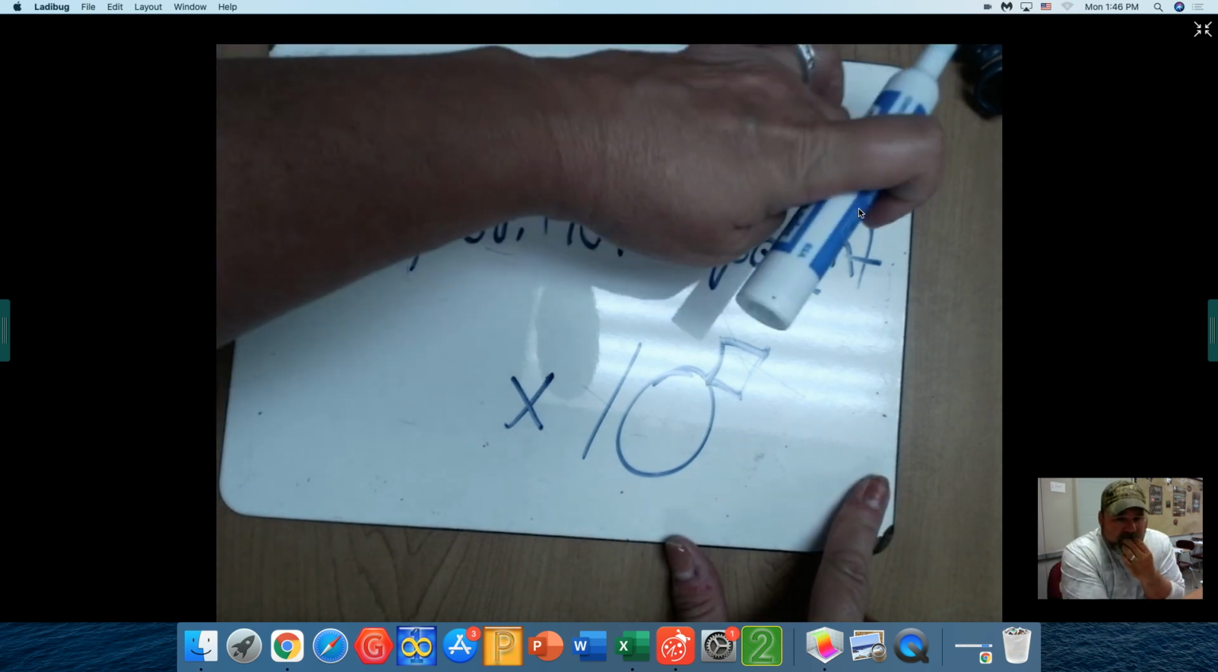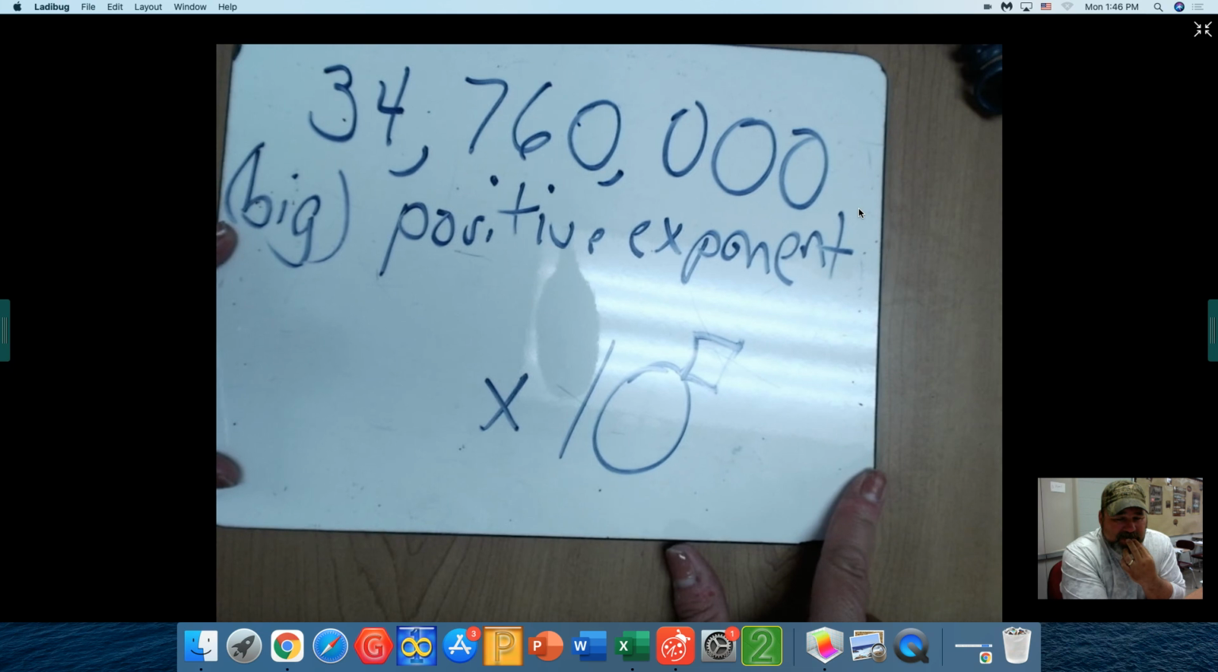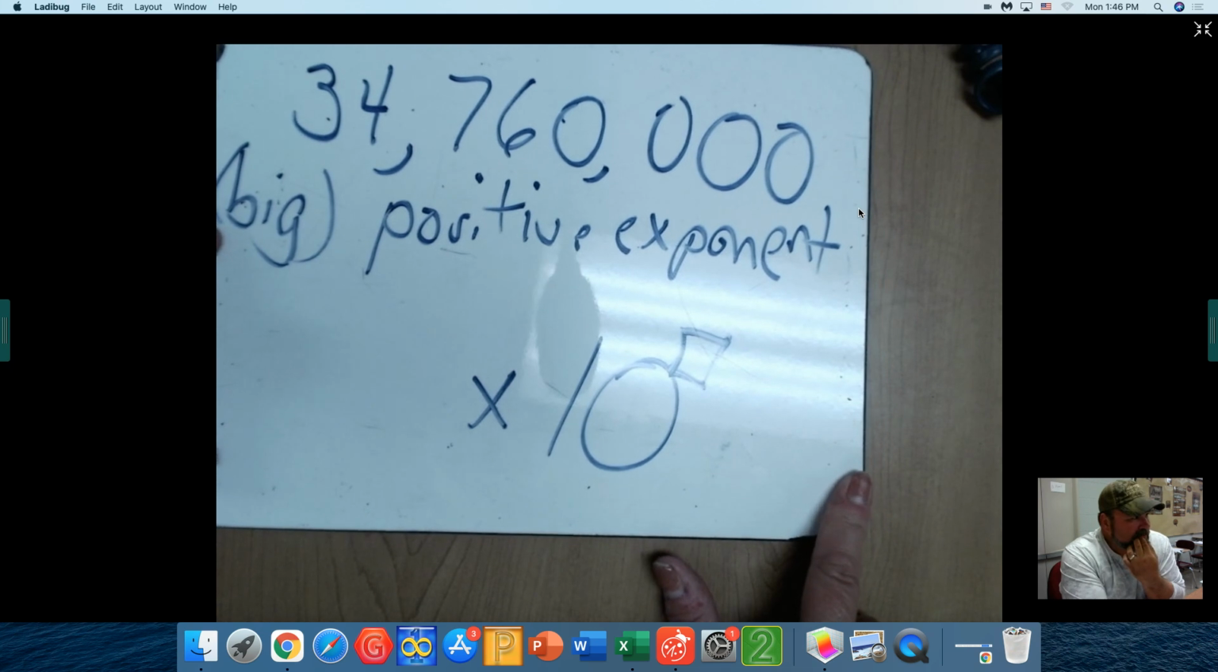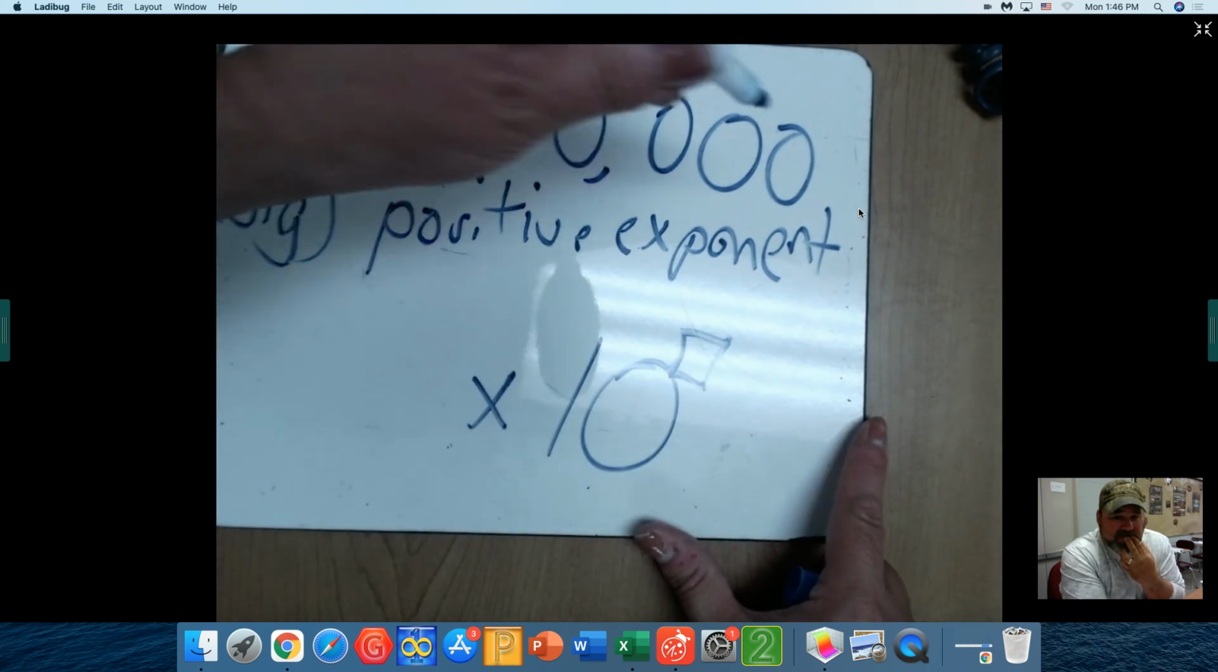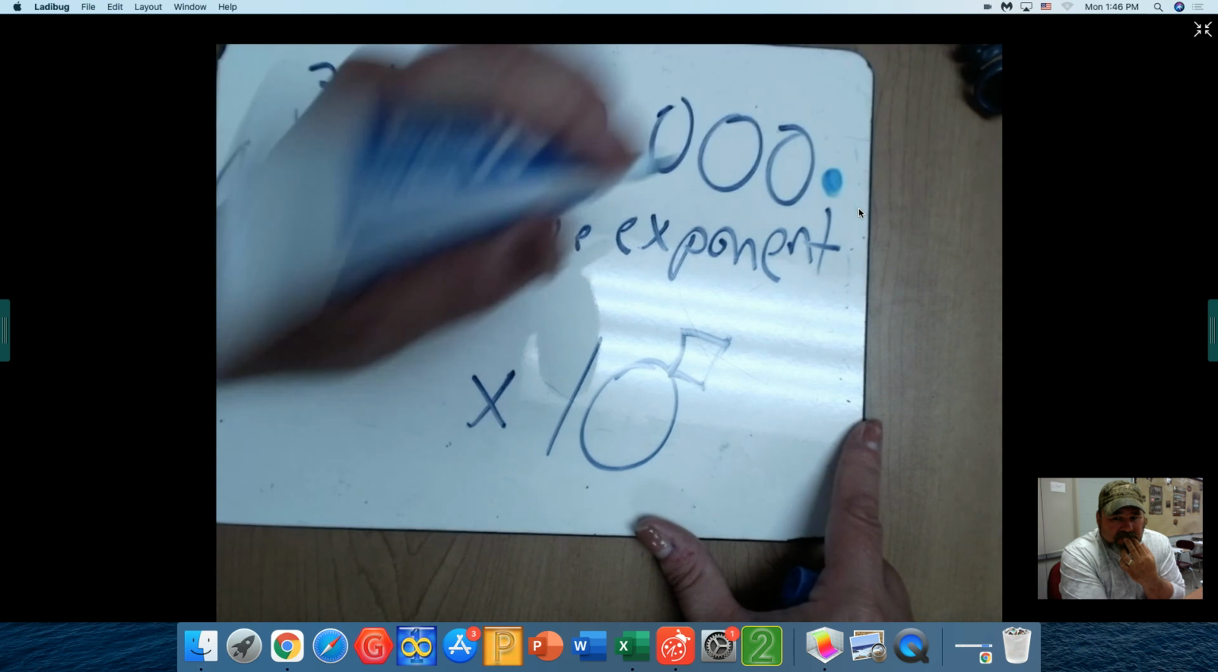Okay. Now, this standard number doesn't look like it has a decimal point, but you have to understand that if it's a whole number, the decimal point always falls at the end.